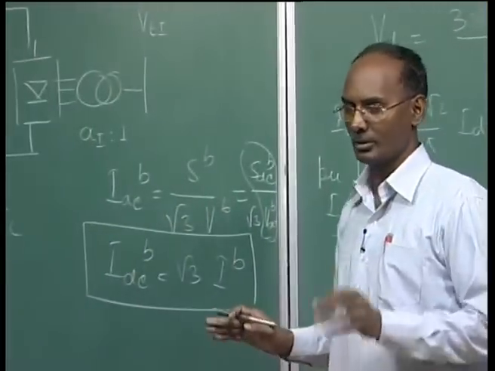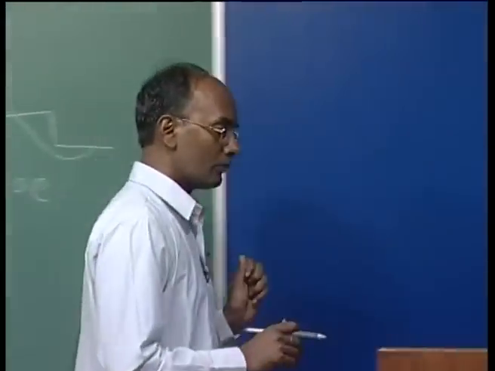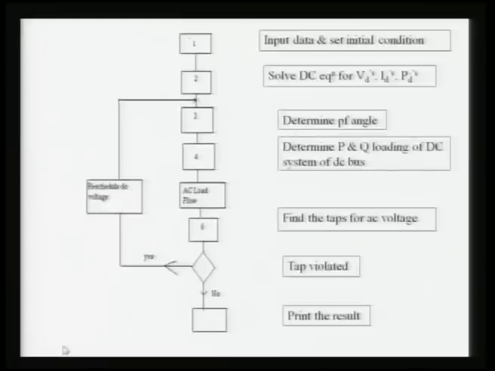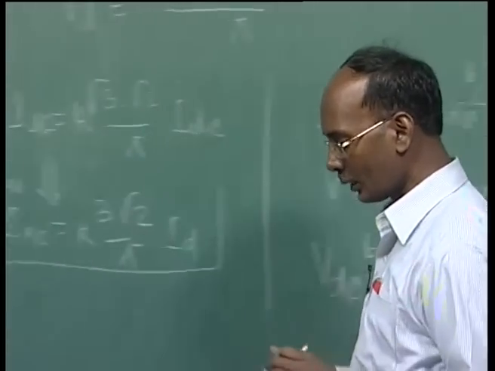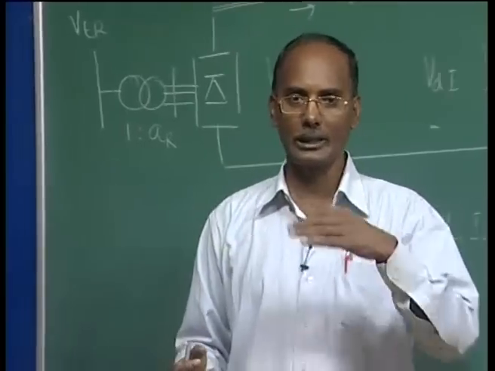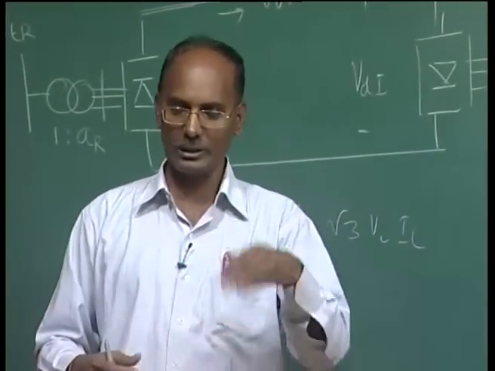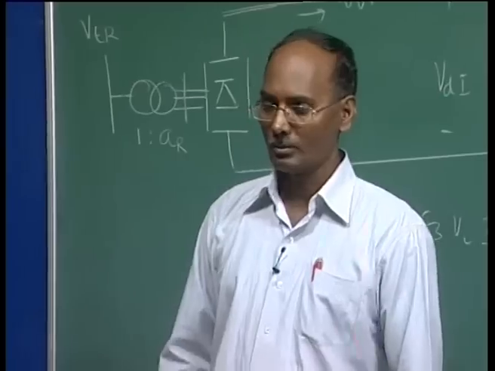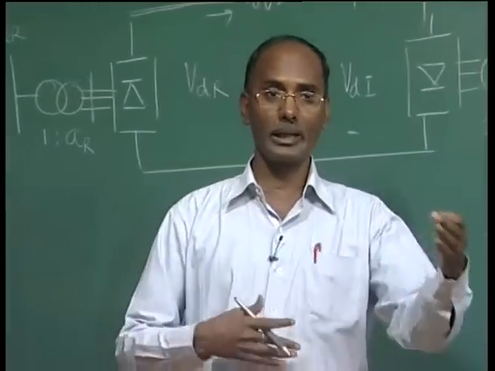Is it clear? Okay. Now, these are the basic 5 equations. Now, we have to go for the sequential method, and let us see the flow chart. As I said, in the sequential load flow methods, we solve first AC, then we go for DC, then AC, DC, AC, DC, and finally we will get the converged solution. But it is not as simple as AC, DC.